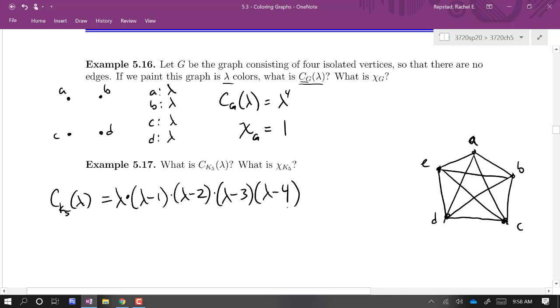And if I had only 4 colors, I couldn't color this graph, right? Because that would make that factor, lambda minus 4, equal to 0, and so the number of ways to color it with 4 colors is 0. That means that the chromatic number chi of K5 is 5. And that makes sense, right? If I have 5 vertices and everything is connected to everything else, I need 5 colors.